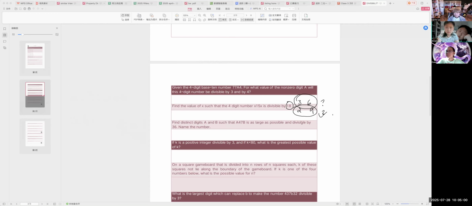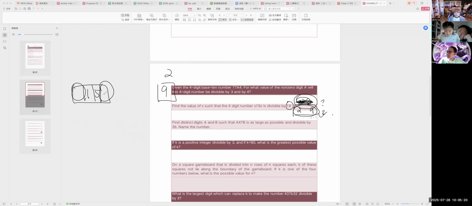Very good. 2 and 9. Why is it not 3 and 6? Because 3 and 6 share a common factor, but 2 and 9 are coprime, right? So, okay. So x15x. So what is the rule of 2? What is the rule of 9?